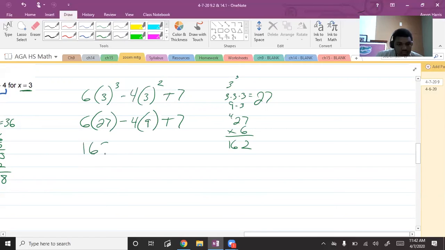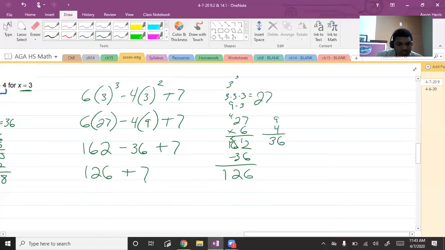162. Then 9 times 4 is what? 36. So that's negative 36 plus 7. 162 minus 36. Borrow the 1. 12 minus 6 is 6. This is 5. 5 minus 3 is 2. So I get 126 plus 7. 126 plus 7 is 135. So that is my answer there.